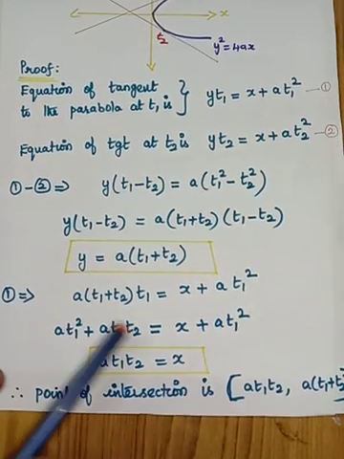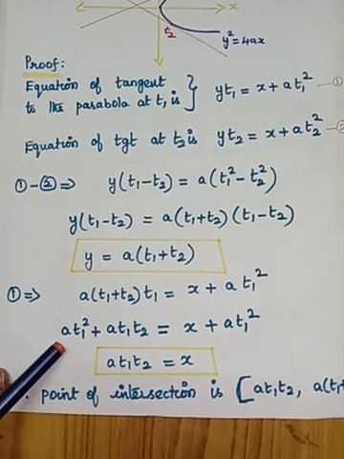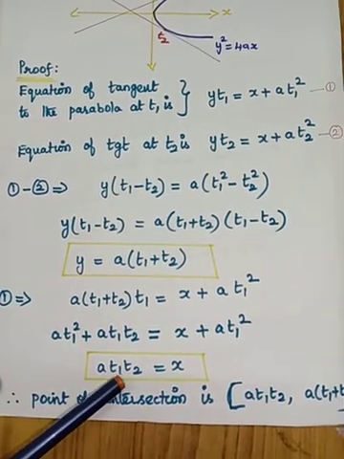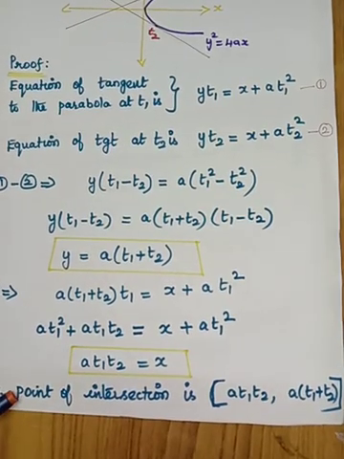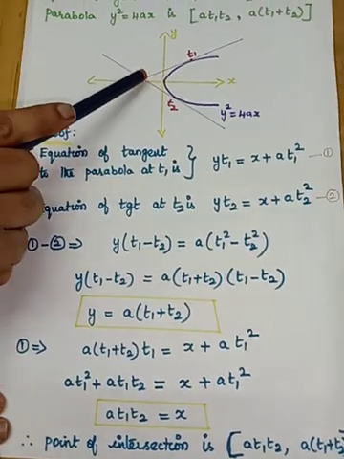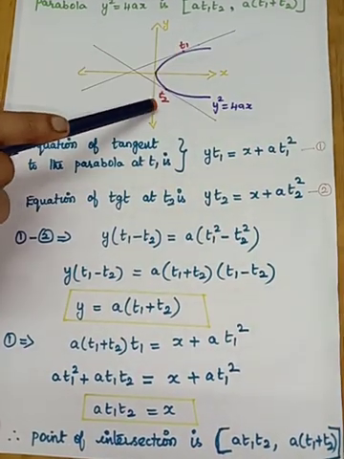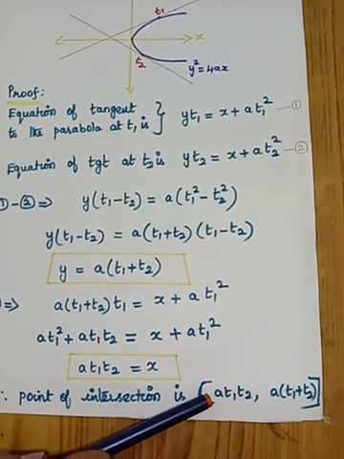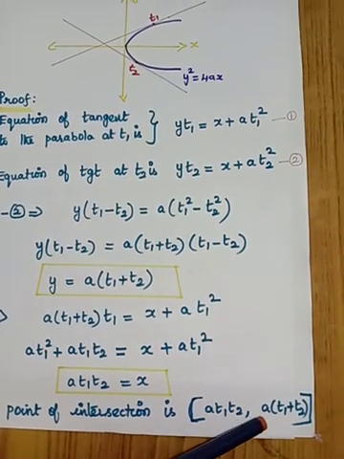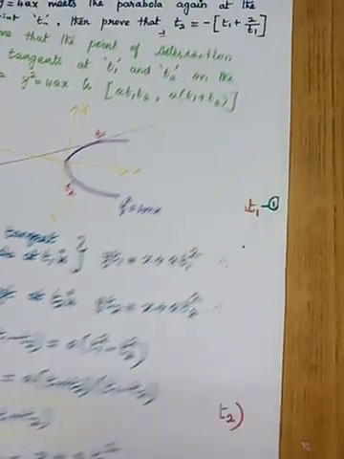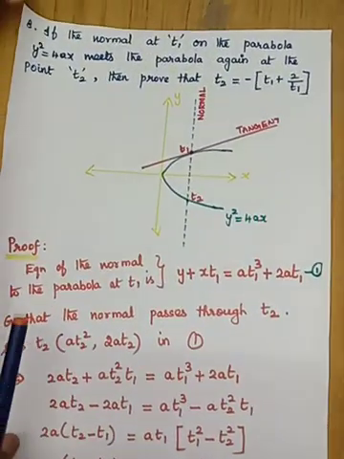So a t1 squared on this side and on the left side get cancelled. So you have x is equal to a t1 t2. Therefore the point of intersection of two tangents at t1 and t2 is (a t1 t2, a into (t1 plus t2)). Coming to the next problem.